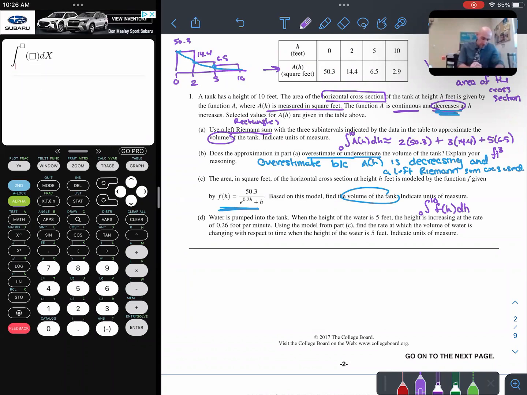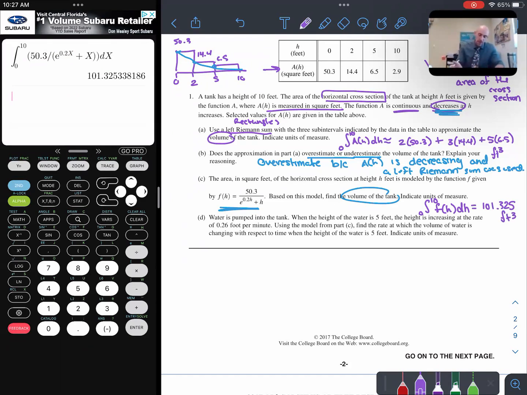All right, so we're going to do an integral from 0 to 10 of 50.3 divided by, make sure you use parentheses, e to the 0.2, we're just going to use x since our calculator likes x, plus x, bam, that is our volume. So 101.3 decimal places, so 325. And they want us to do units of measure again, so that's going to be cubic feet again, because we're dealing with volume again.